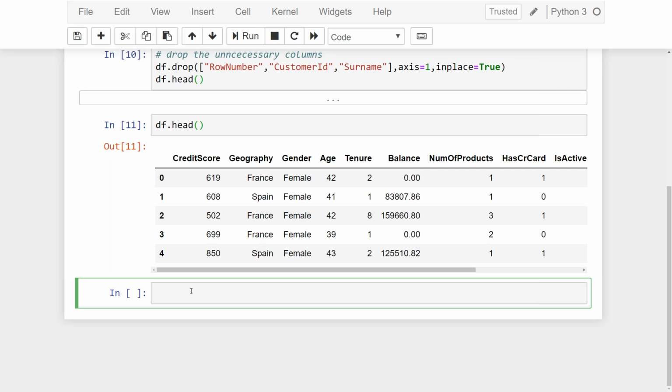Right, so here we go. axis=1 is for dropping a column. In case you want to drop a row, axis=0. In case you want to drop a column, axis=1. Here we go.